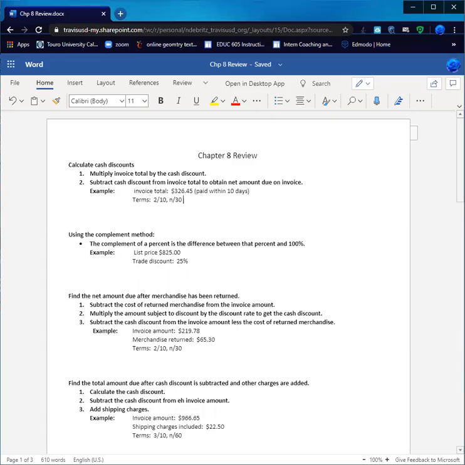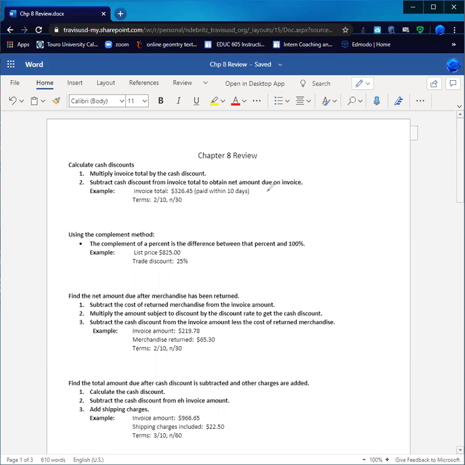So today we're going to walk through the Chapter 8 information and do a Chapter 8 review. One of the first topics was calculating the cash discount. To do that, you multiply the invoice total by the cash discount. And you subtract the cash discount from the invoice total to obtain the net amount due on an invoice.